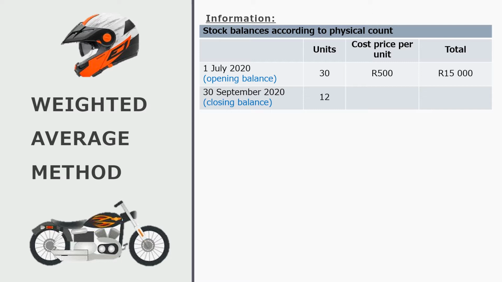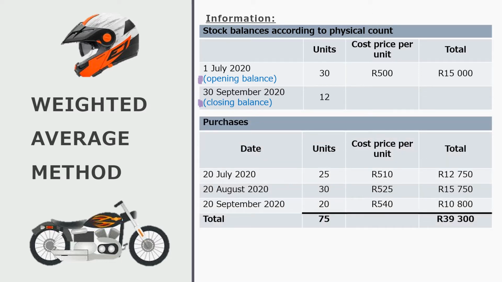On the 1st of July 2020, he had 30 units in stock on hand, and the cost price of those units was 500 Rand. So 30 times 500 gives you 15,000 Rand. On the 30th of September, he would have 12 units on hand, and this is the amount that we need to calculate. Basically, your July balance is going to be the opening balance of the 3 months, and your closing balance is going to be the one at the end of the 3 month period.